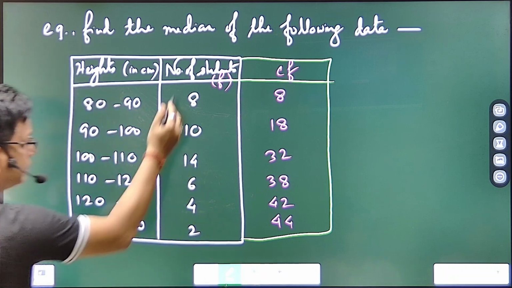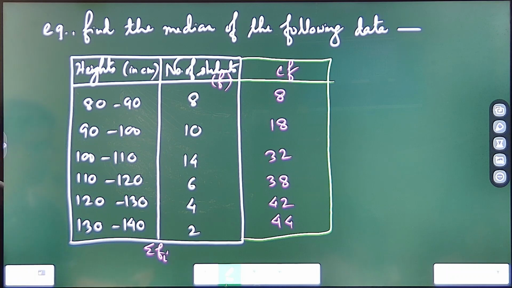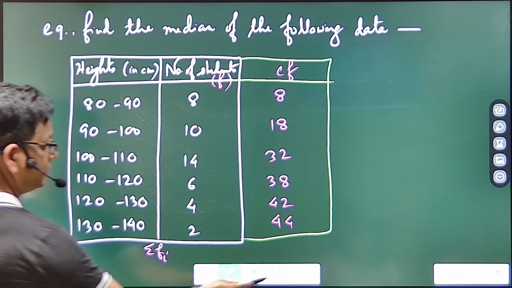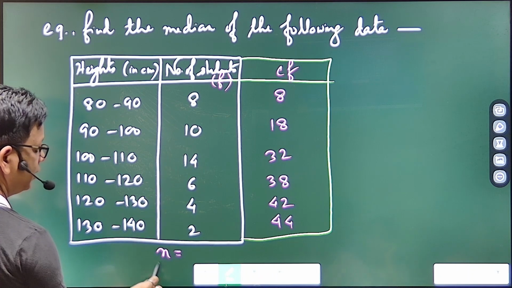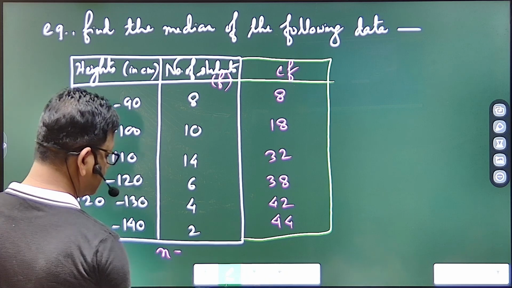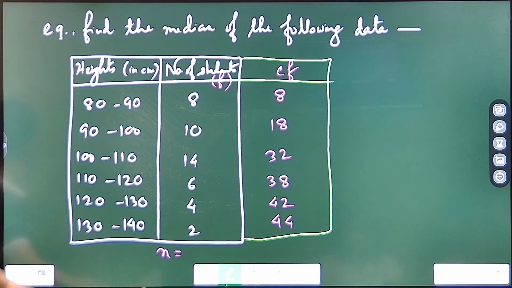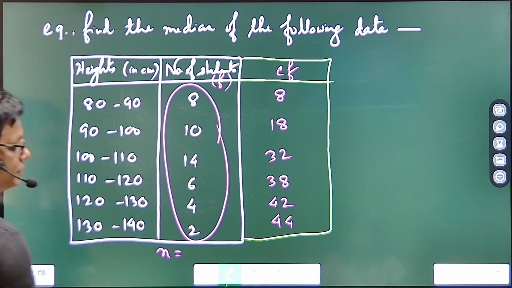Now, if you add these numbers, we used to write summation of fi when you are doing mean, but here the symbolic difference we have, you just write the symbol n, small n. In your textbook there might be capital N, so that doesn't make any difference. It's just a symbol only. So, we can use small n here. N means the total of all these frequencies.